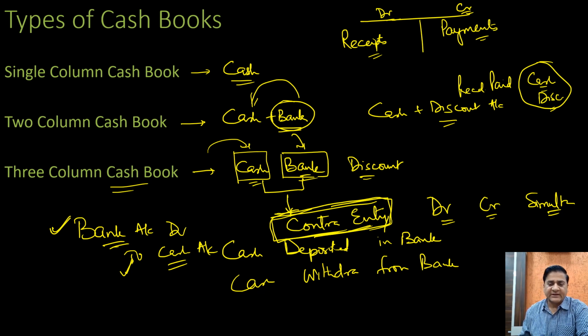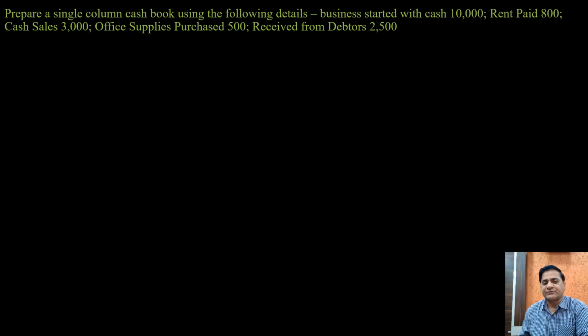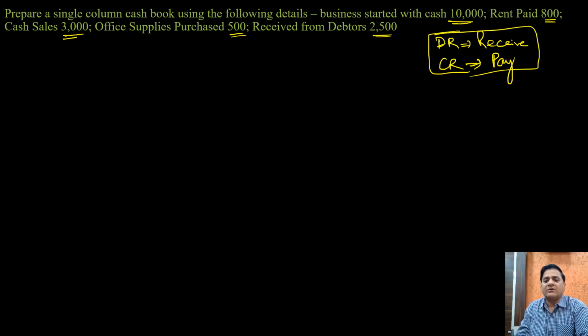Now let's see by way of an example as to how to prepare these 3 types of cash books. So if I talk about an example wherein we are supposed to prepare a single column cash book using the details like starting the business with cash 10,000, paying rent of 800, cash sales 3,000, office supplies 500, receipt from debtors 2,500. All you need to remember in a cash book is on the debit side, you record the receipts. If you receive cash, record that on the debit side. If you pay cash, you record that on the credit side. That's it. You need not go into any other complications because the preparation of cash book is the simplest of all the ledger accounts that we have seen.